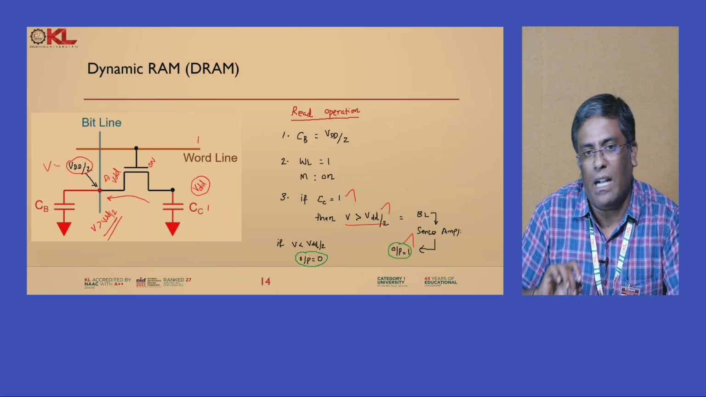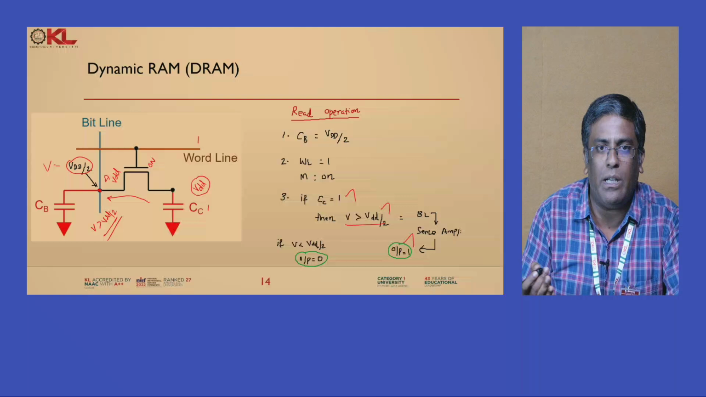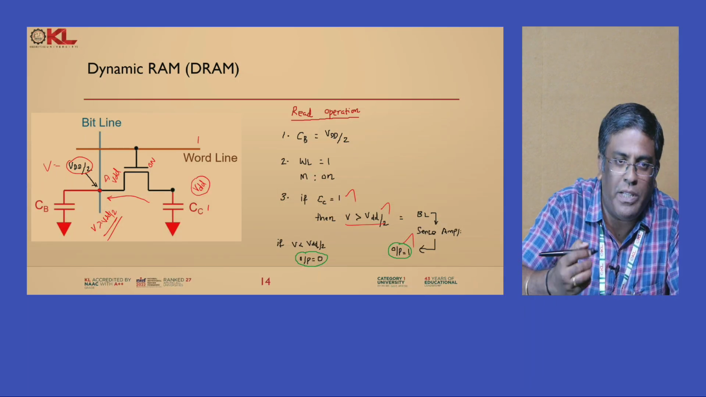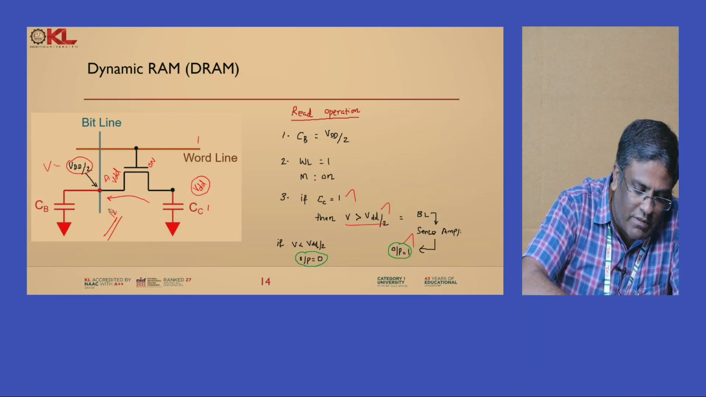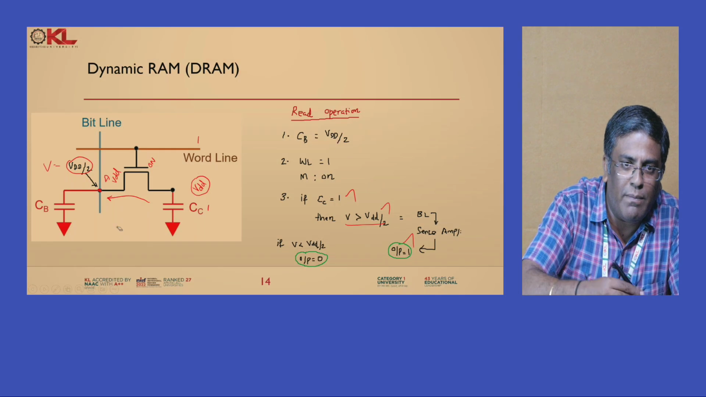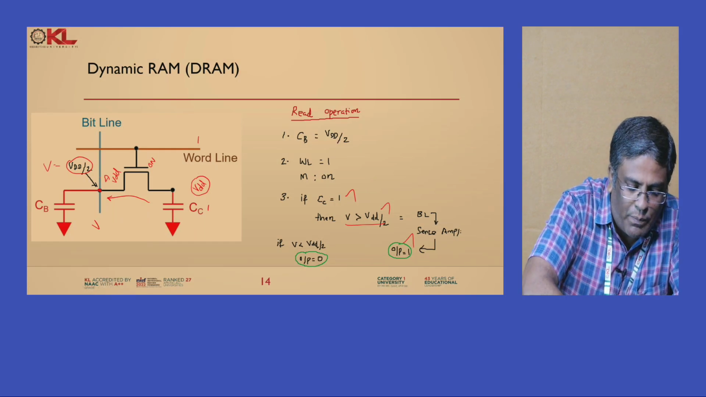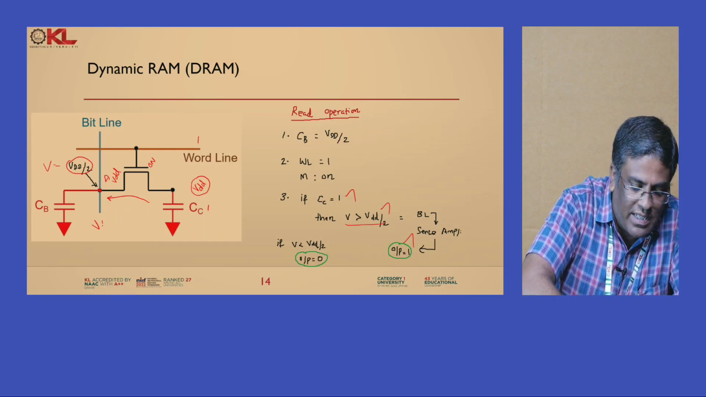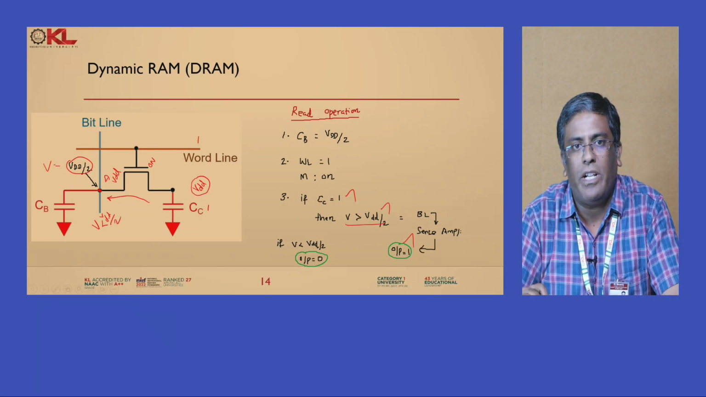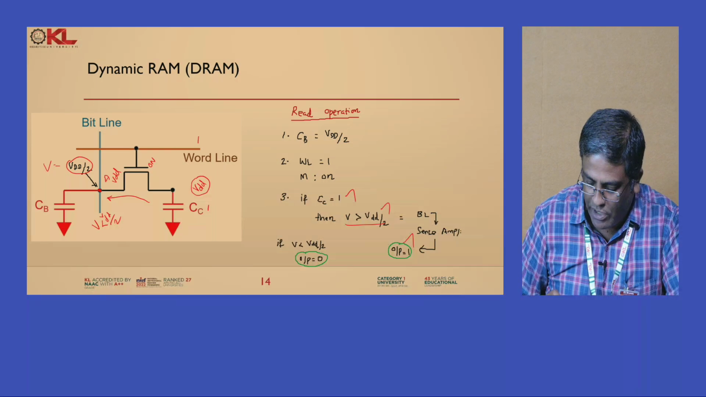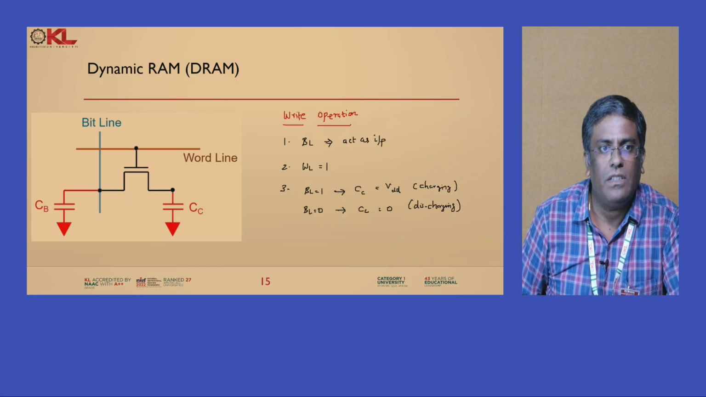In terms of the other condition, in case the output is equal to 0, what will be the condition? For output equal to 0, the condition is very simple. The V at the point must be less than VDD by 2, so that we can say the output is equal to 0 from the DRAM architecture, right.